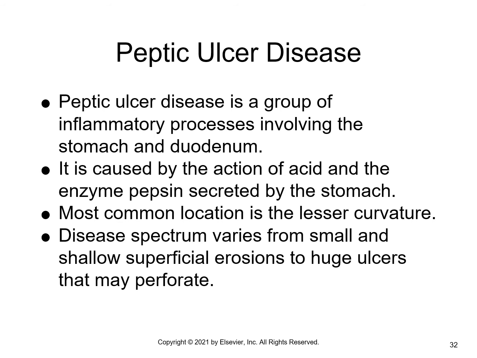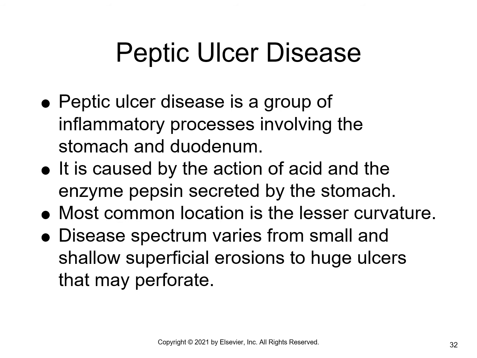So peptic ulcer disease is a group of different inflammatory processes that involve the stomach and the proximal duodenum. What these ulcers, or peptic ulcers, do is they cause the action of the acid and the enzyme pepsin secreted in the stomach to react and kind of eat away the stomach's mucosal tissue.